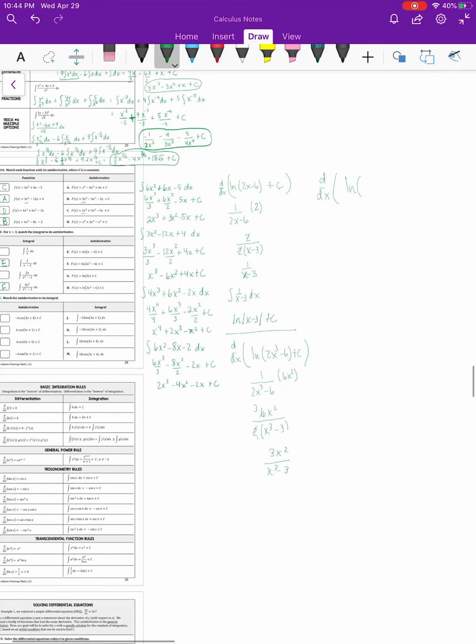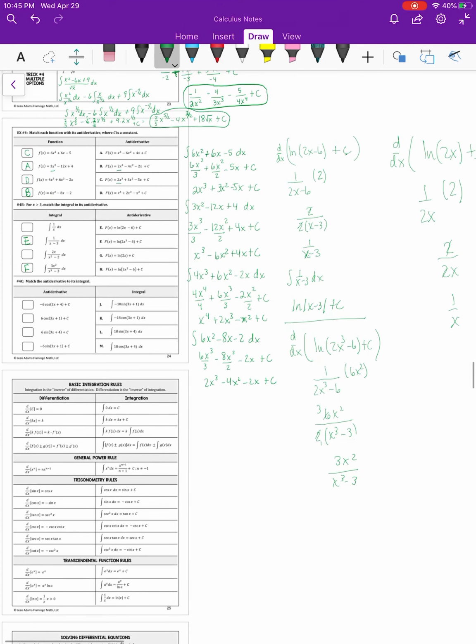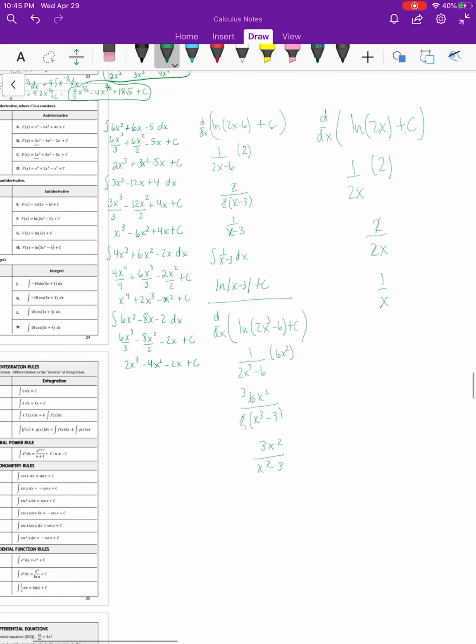Now let's go ahead and take the derivative of g, which is ln of 2x plus c. So this would be 1 over 2x times the derivative of 2x. And then the derivative of the constant is 0. So 2 over 2x, the 2's are going to cancel. There's your 1 over x. And so that one is g.